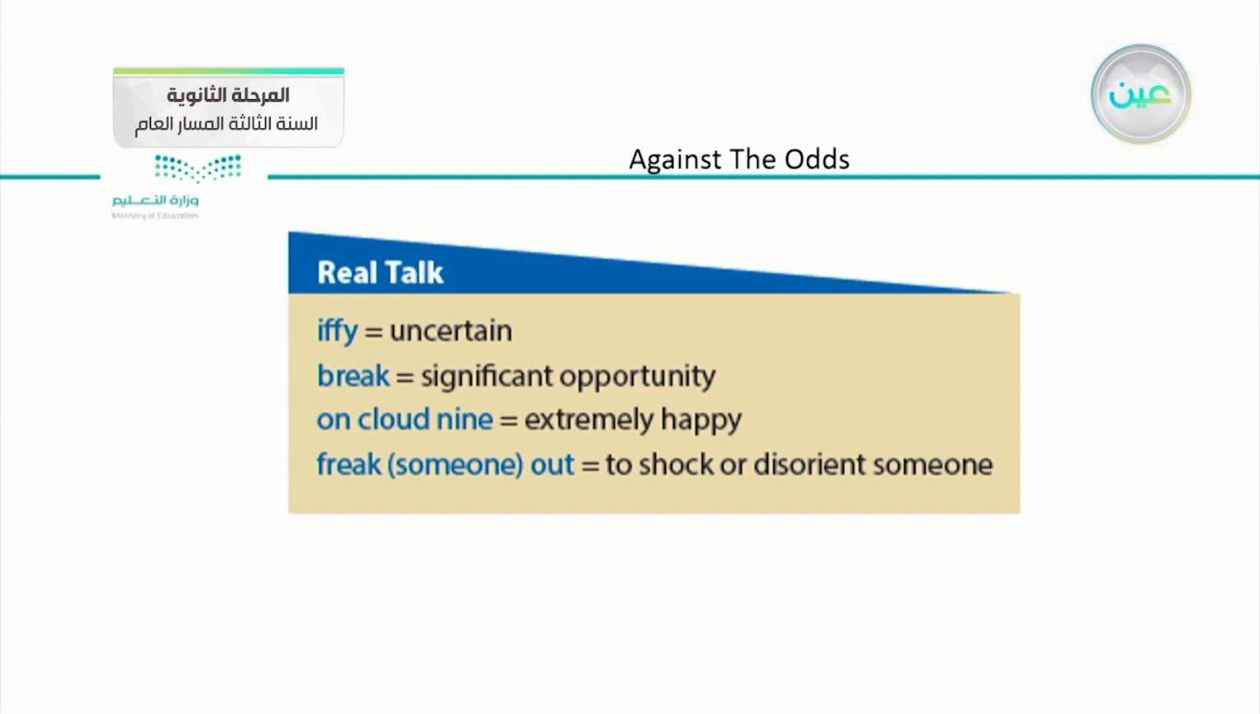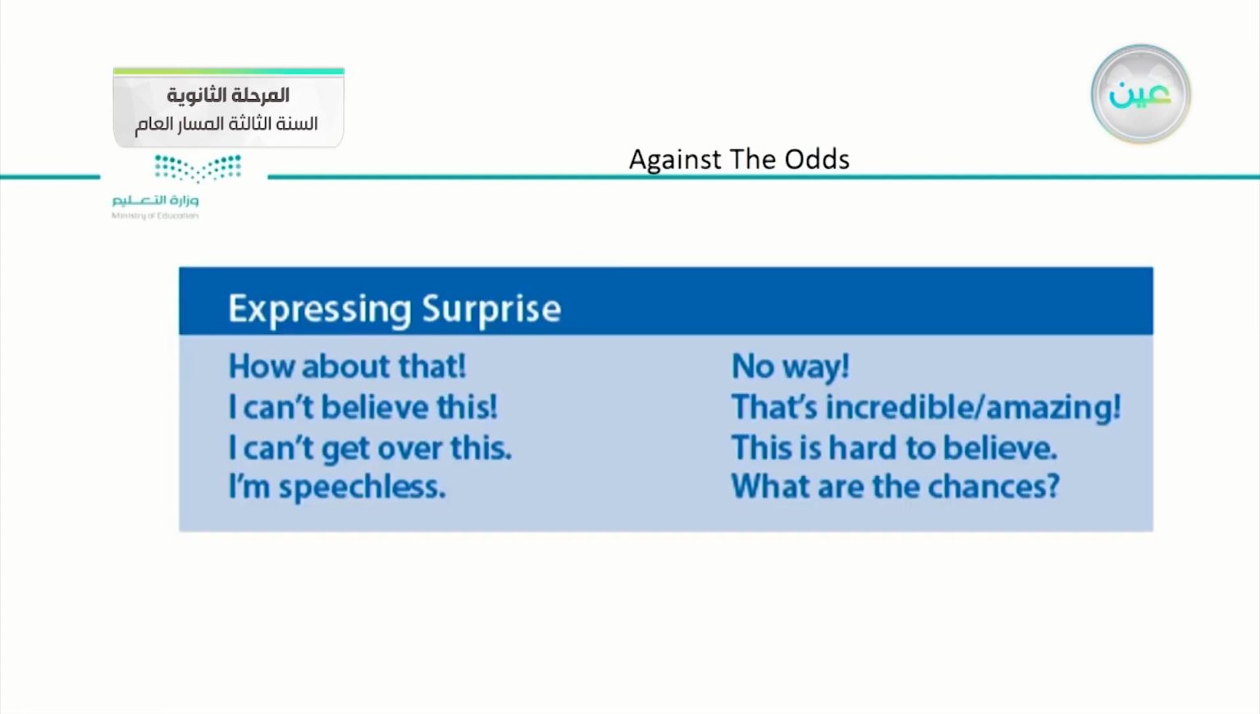Number 2, break. He said that I found a break last month or so. So a break means an opportunity, a significant opportunity. Number 3, on cloud 9, extremely happy. The last one, freak someone out, freak me out, freak him or freak her out, means to shock or disorient someone. Now we will go to the last part of our lesson today, which is expressing surprise.